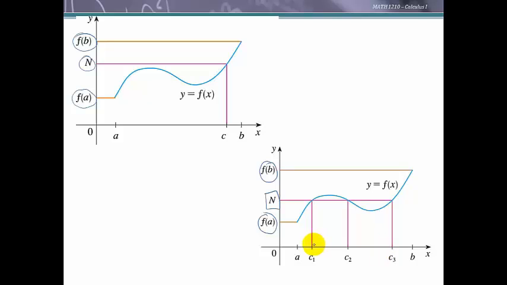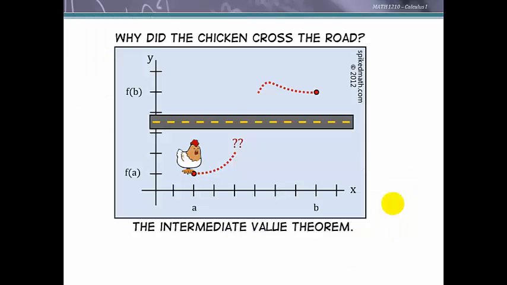And in this particular illustration, it shows you there's actually three of those. f of c1 equals n. You can see here f of c2 also equals n, and f of c3 also equals n. So it could happen more than once, but guaranteed to happen at least once. So here's a little kind of cartoon, but basically it helps us understand or see why this theorem would be true.